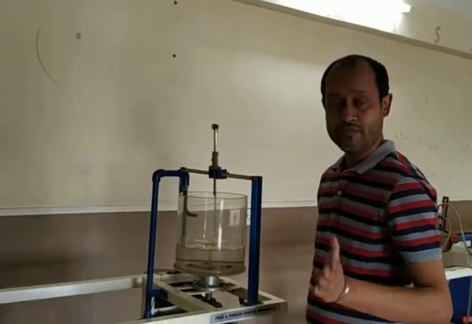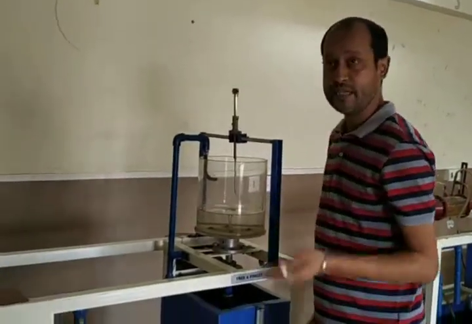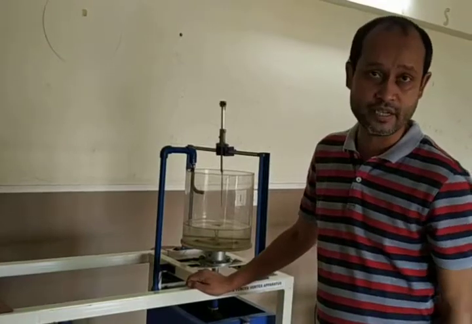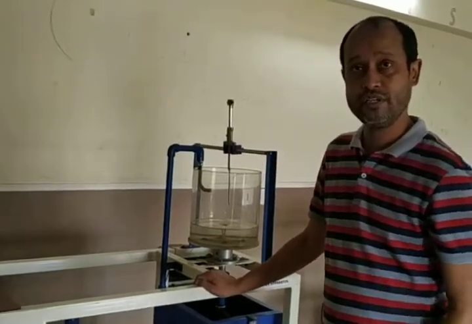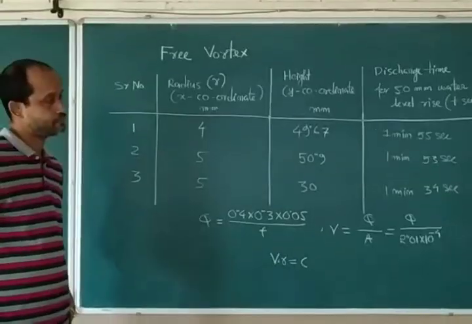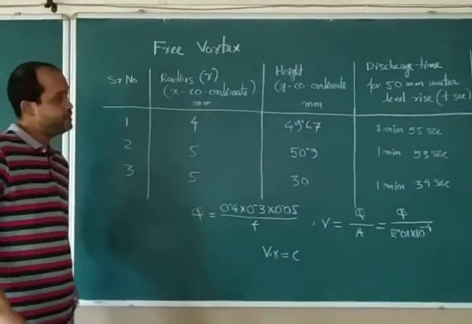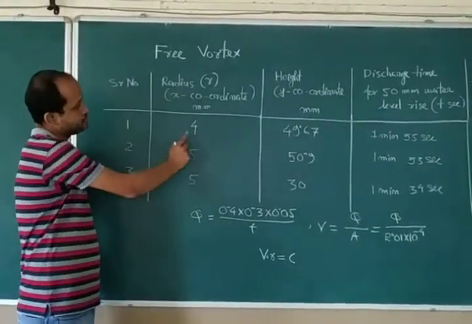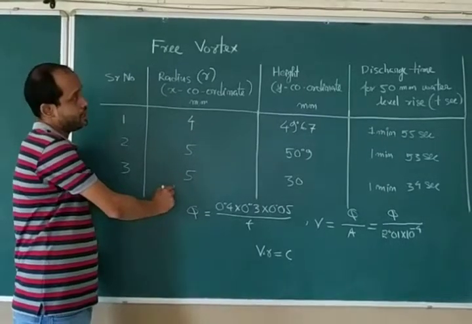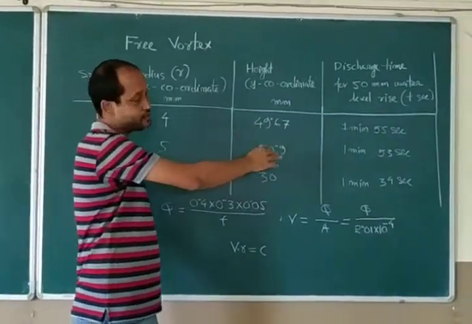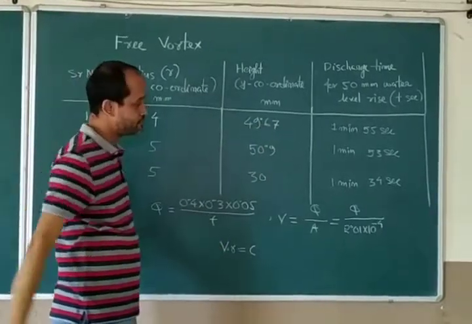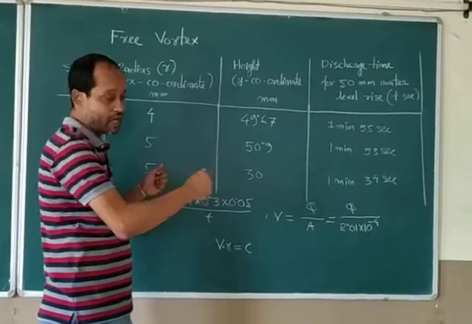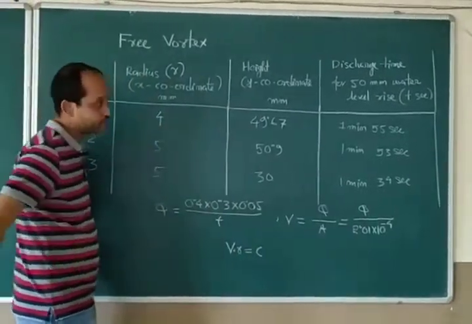From that velocity, V into R, that is the radius, you can easily find out C. So like that, you have to take the reading. I will give you the reading of a free vortex. By doing this experiment, you are taking 3 readings. For the radius, this is 4, 5, 5. And for the height, that is the y-axis, 49.67, 50.9 and 30. By adjusting those two valves, you will get different readings.